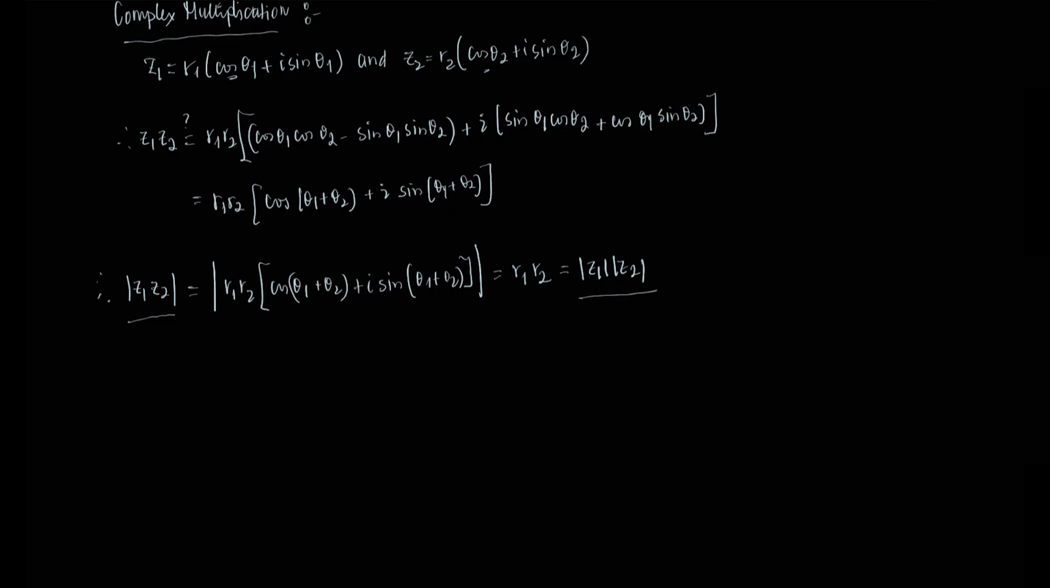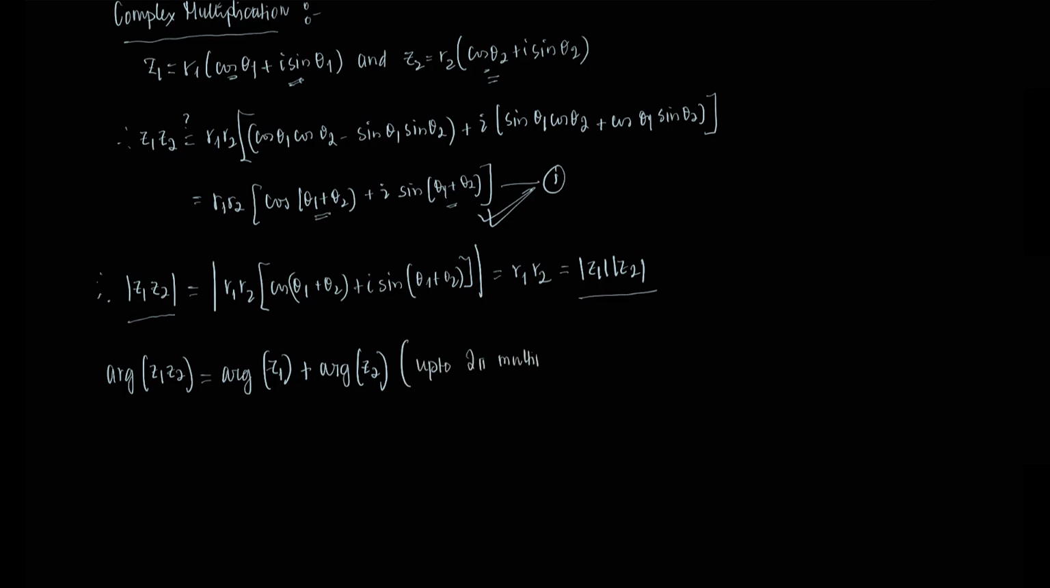What about the argument of this product? If you look at the argument of Z1 Z2, just the general argument, look at this formula. So the argument of Z1 Z2 is nothing but theta 1 plus theta 2, right? Theta 1 is the argument of Z1 and theta 2 is the argument of Z2. So the argument of Z1 Z2 is nothing but the argument of Z1 plus the argument of Z2. This is a very, very important property, and of course this is up to multiples of 2 pi, whatever you want to write, please write it like that. So the argument of Z1 Z2 is the argument of Z1 plus the argument of Z2.